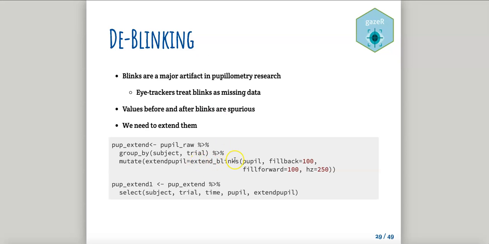Using the extend blinks function, we can extend those blinks forward and backward in time. You're going to need your pupil column name, and then you're going to have to say what duration you want to extend forward and backward. Here we're doing 100 milliseconds, but you can do whatever you want. You're also going to need the sampling rate of your eye tracker. Here it's 250 hertz. And once you have run this code, what you'll get is a data frame with the column extend pupil, which will be your extended blink data.